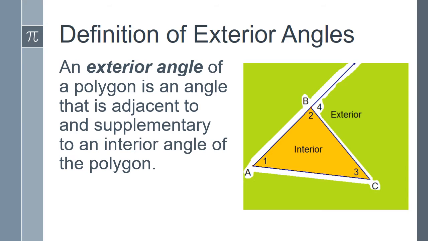So an exterior angle of a polygon is an angle that is adjacent to and supplementary to an interior angle of the polygon. So this is true for all polygons, not just triangles.